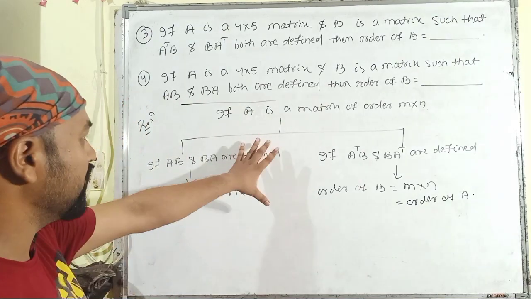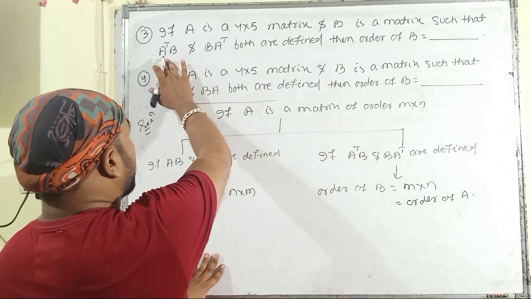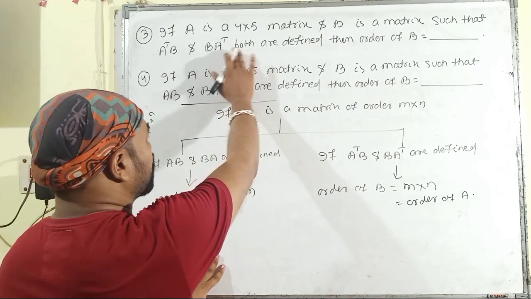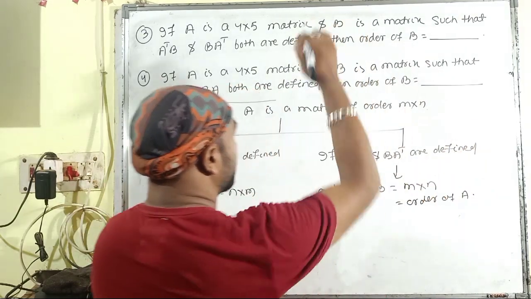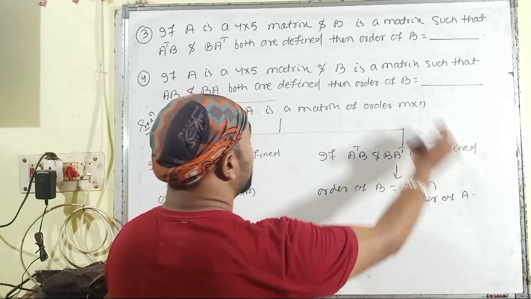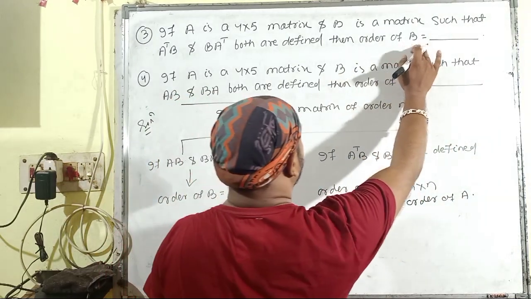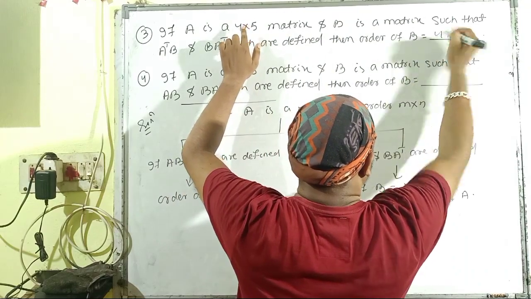So by using this fundamental we can answer these two problems. Here A transpose B and B A transpose are both defined. That means this second part will be applied here, and the order of the matrix B will be equal to the order of the matrix A. That means the answer will be, the order of the matrix B will be the same as the order of the matrix A.